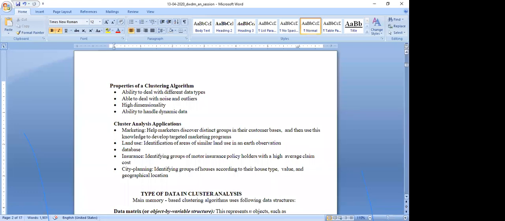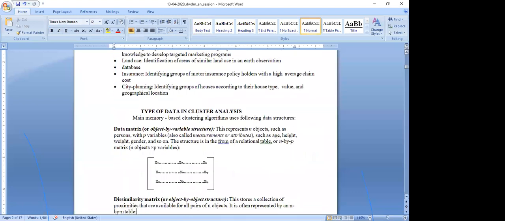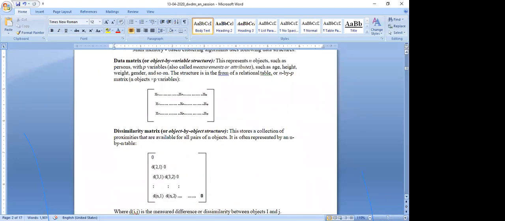Next, what kind of data are we normally using in cluster analysis? When we are considering main memory based clustering, we use two types of matrices. One is the data matrix, the other is the dissimilarity matrix. In the data matrix, x11 to x1p means it is of order n objects and p variables. Here he can have many attributes, not a single attribute. He can consider age, height, weight, gender, and so on.